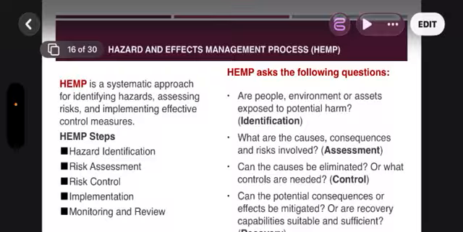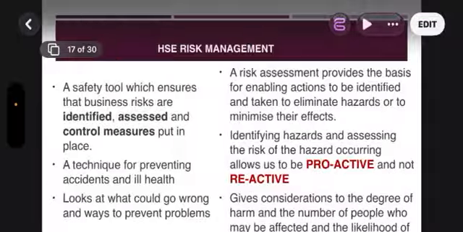Can the cause be eliminated? Or what controls are needed? Can the potential consequences or effects be mitigated? Or are recovery capacities suitable and sufficient? These are the questions that HEMP would ask. So you identify if people will be exposed to it. What are the causes, the consequences, and risk involved? You've mentioned that. So let's go to the next slide.